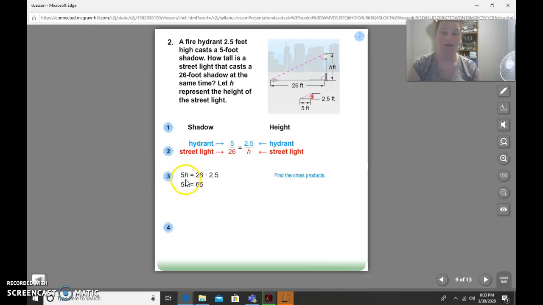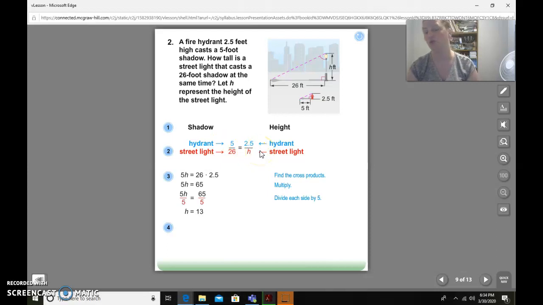So you're going to find the cross products. That's the butterfly thing. You guys remember the butterfly? Here's your butterfly. 26 times 2 5/10 equals 5h, or you can say 5h equals 26 times 2 5/10. Either way, it works. You find the cross products.